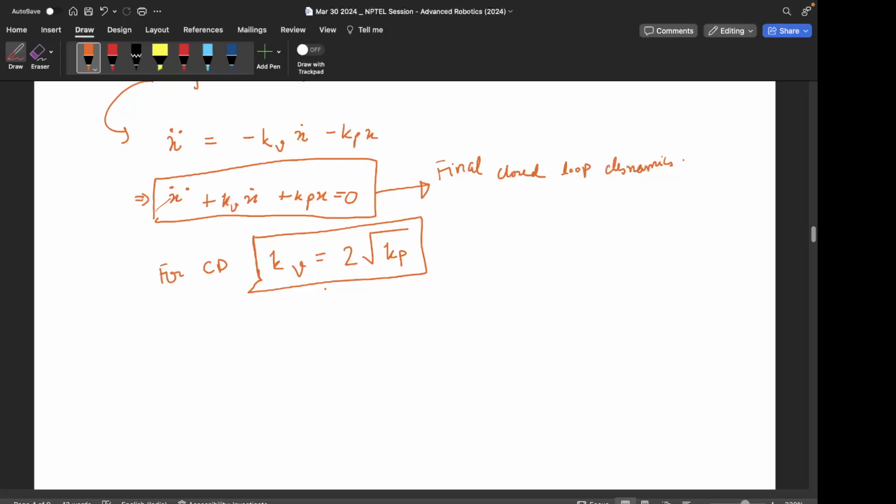And this approach is similar to a broad class of approaches known as feedback linearization, right? It is called feedback linearization. So this is a form of feedback linearization, right?